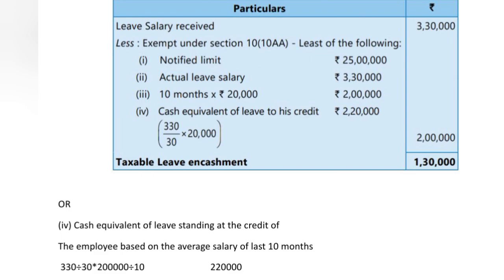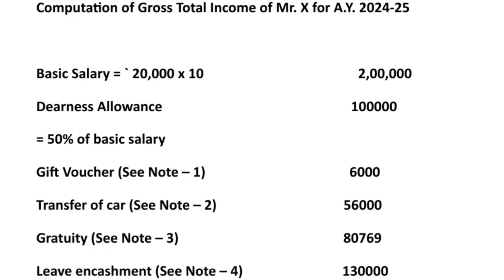Fourth one is cash equivalent to leave to his credit, that is leave due divided by 30 into average salary. 330 divided by 30 into 20,000. Else you can also take average salary of 10 months, that is 2 lakh, which is divided by 10. In both, the answer is 2,20,000. So out of this, the least is 2 lakh, which is less from 3,30,000. So the taxable leave encashment is 1,30,000. Therefore, leave encashment is 1,30,000.